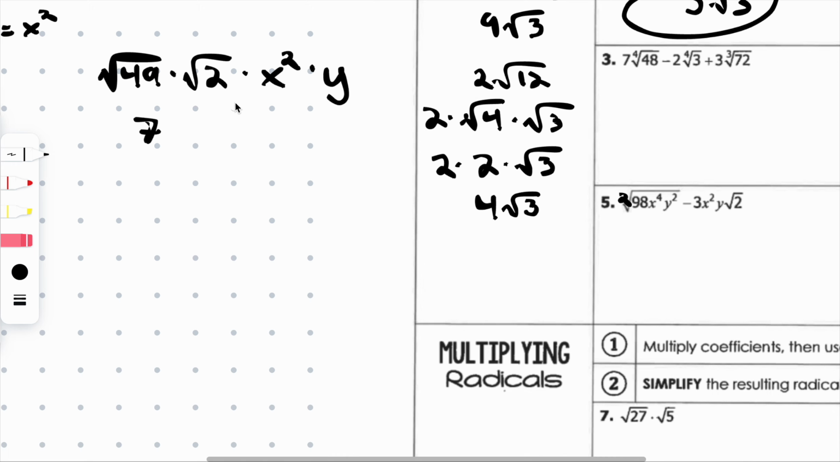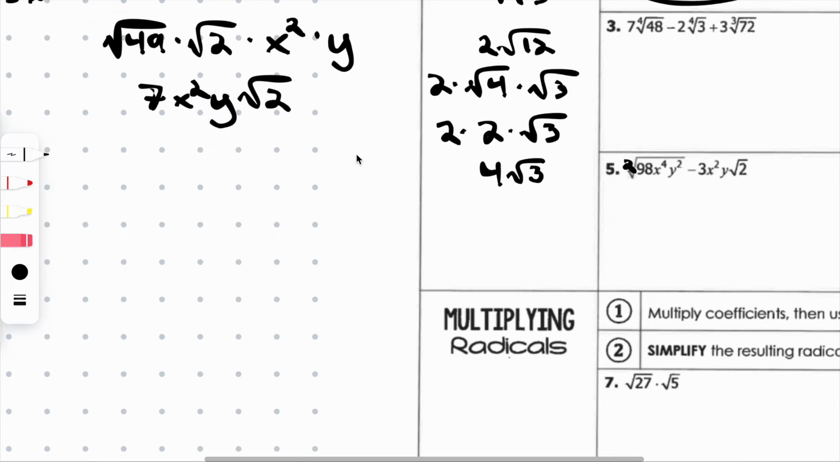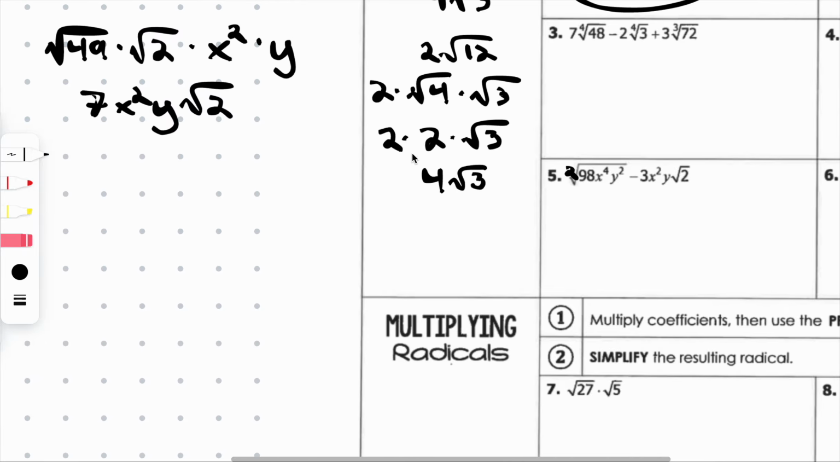And now I'm just going to rearrange this. I'm going to say 7x squared times y times root 2. Okay, now let's do the 3x squared y root 2. Or, no, it's already the right form. So we have 7x squared y root 2 minus 3x squared y root 2.